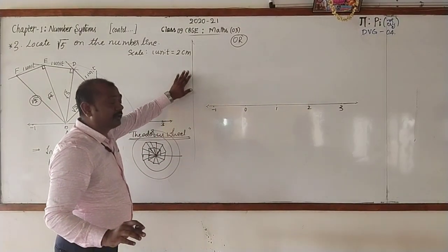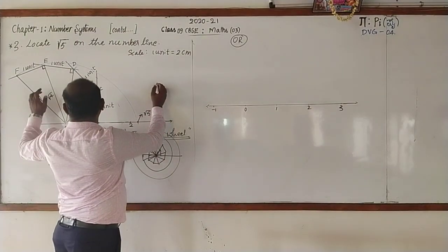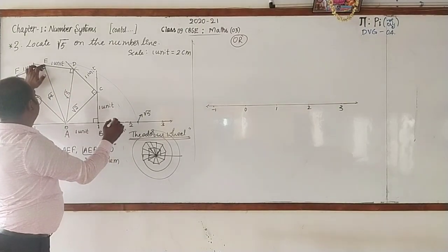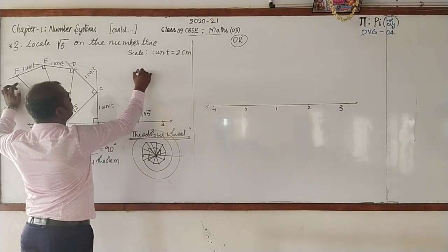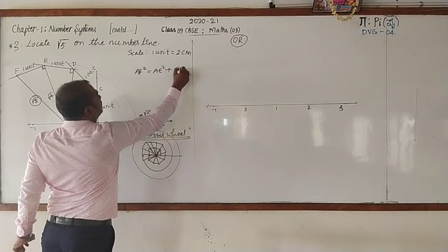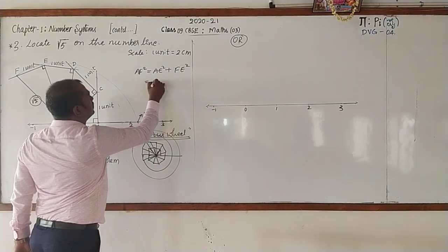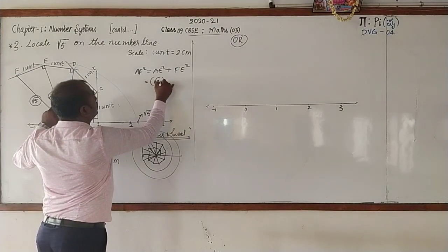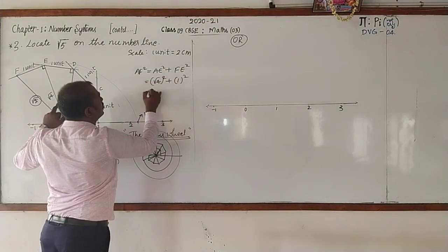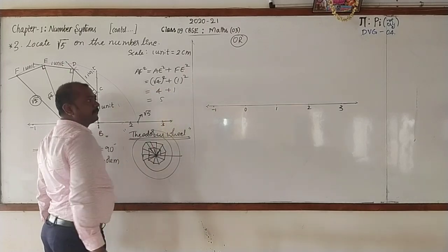Here I have written the calculation. You just go through that. I have written AF square is equal to AE square plus FE square. Now it is root 4 whole square plus 1 whole square. It is 4 plus 1. This is 5. Right?